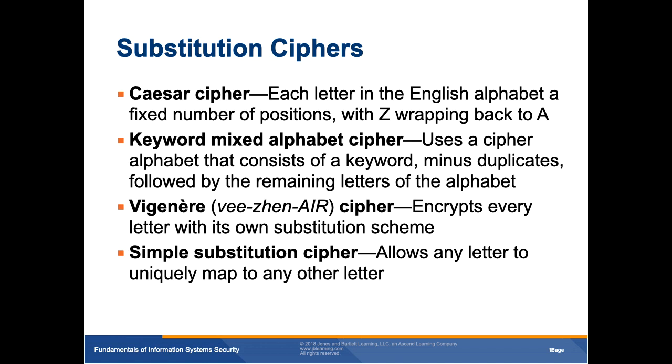A Vigenere cipher encrypts every letter with its own substitution scheme. Simple substitution cipher allows any letter to uniquely map to another letter. So you just randomly, arbitrarily pick substitutions, but once you've got them, then they stay. So the letter F replaces A, and the letter Z replaces B, right? But you'd have to have it listed out. But that's just a simple substitution.